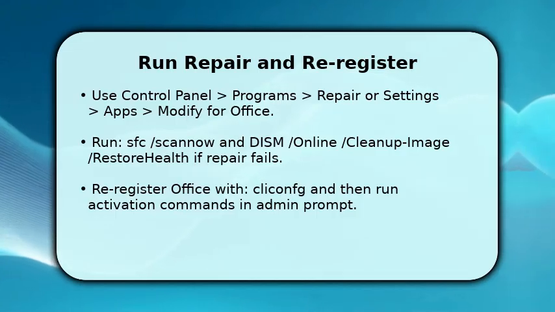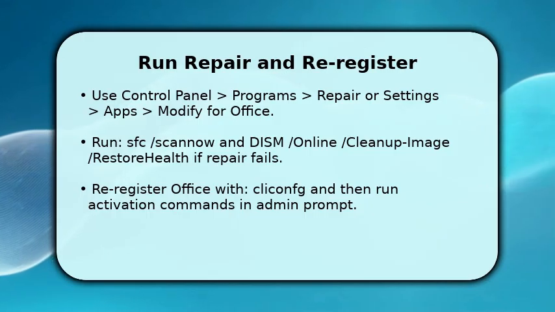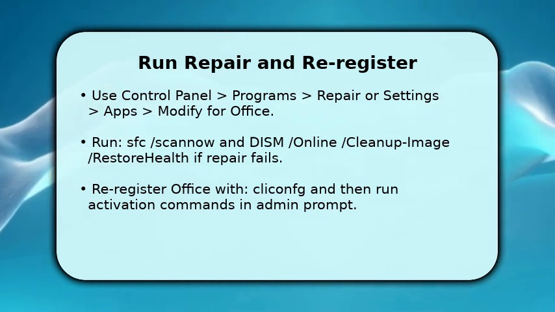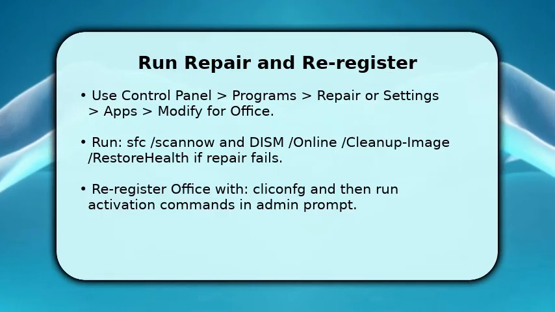If repair doesn't help, run System Integrity Checks. SFC /scannow, then DISM /online /cleanup-image /restorehealth to fix OS components that break activation. Once the system is healthy, re-register Office by ensuring the Office Click-to-Run service runs and, from an admin prompt, execute the Office activation commands to force a license refresh so activation ties to your account.